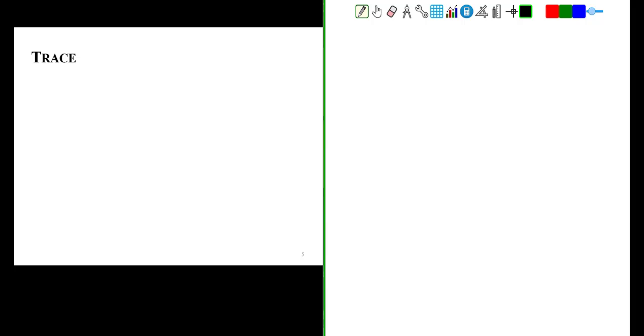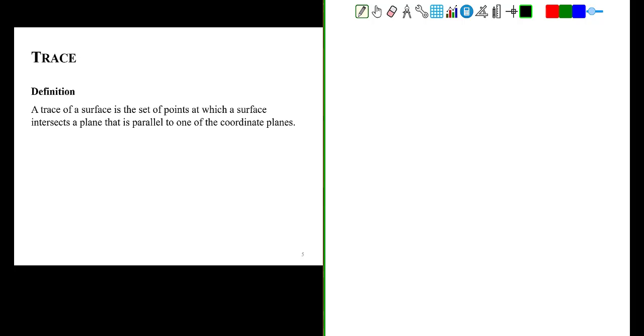Let's now learn about a new mathematical tool that will allow us to sketch three-dimensional surfaces in space. This mathematical tool is called the trace. A trace of a surface is the set of points at which a surface intersects a plane that is parallel to one of the coordinate planes.